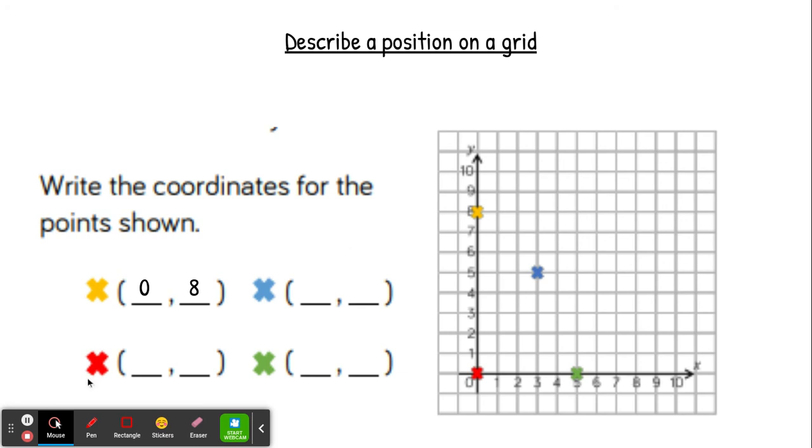Now let's focus on the red cross. So you'll see it is right there. So if I go along the corridor, it's 0. And if I go up the stairs, it's 0. So the position of the red cross is (0, 0).